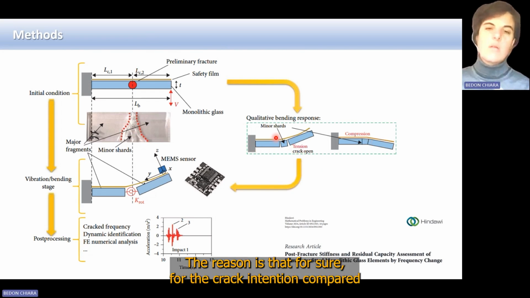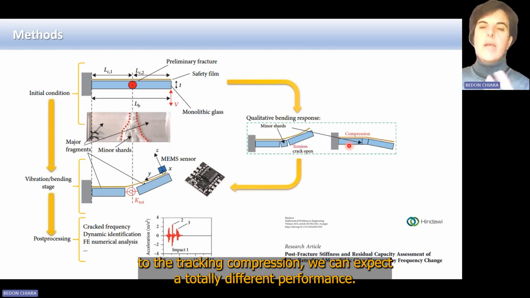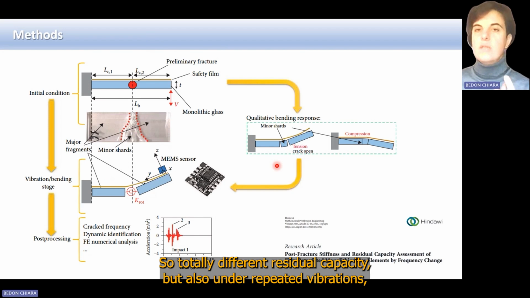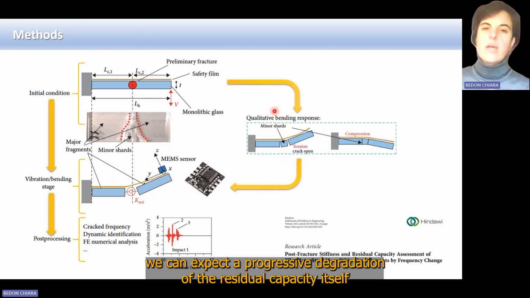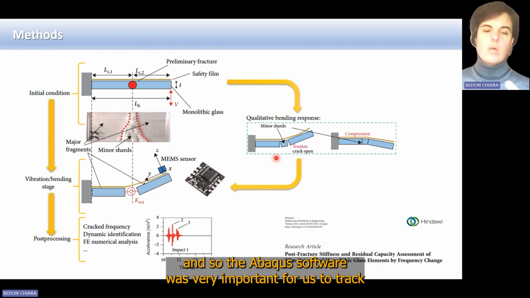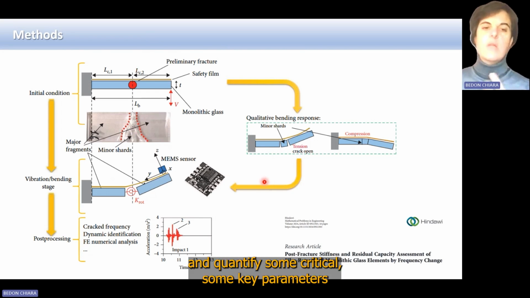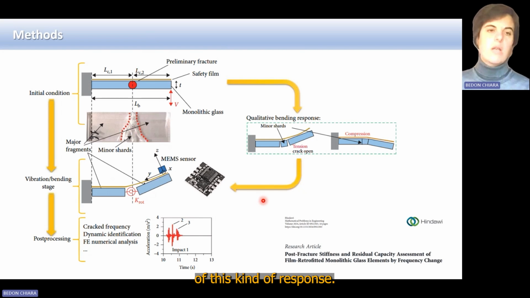The reason is that for sure, for the crack in tension compared to the crack in compression, we can expect a totally different performance, so a totally different residual capacity. But also, under repeated vibrations, we can expect a progressive degradation of the residual capacity itself. And so the Abaqus software was very important for us to track and quantify some critical, some key parameters of this kind of response.